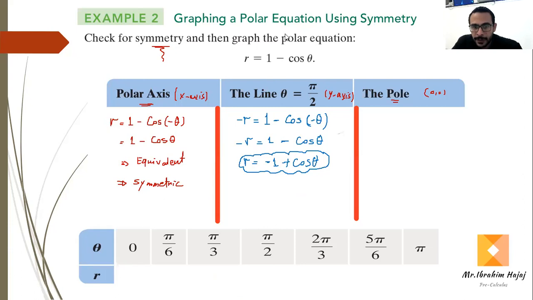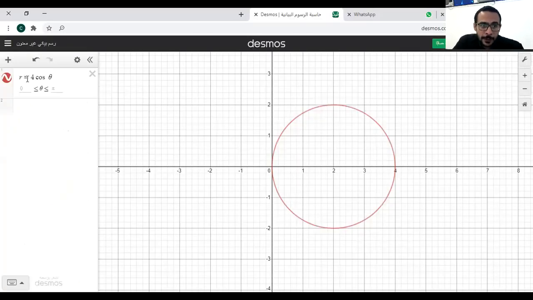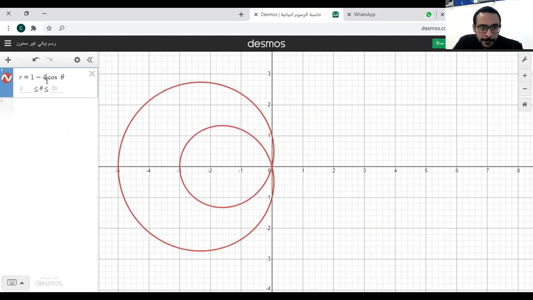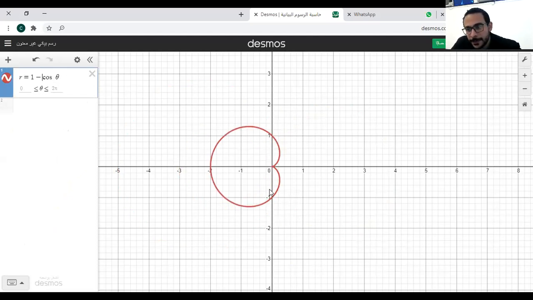Yeah, the Desmos graphing calculator, my friend. Okay, so what's the equation? It's 1 minus cosine theta, like this. This is the graph. Do you see my screen? Yes, we see. 1 minus cosine theta, it's dimpled, right? 1 minus cosine, yeah. Dimpled limaçon curves.